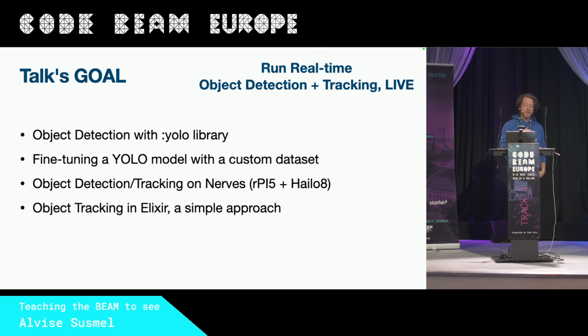First with the YOLO library, and then see how to fine-tune a model with a custom dataset, and also how to run object detection on edge devices like Raspberry Pi. And so this Raspberry Pi here, which is the 5 with the Hailo-8 Hat, which is this model here, connected via PCIe. Yeah, which is called the Hailo-8. And then see how to run object tracking and the work I'm doing for object tracking in Elixir.